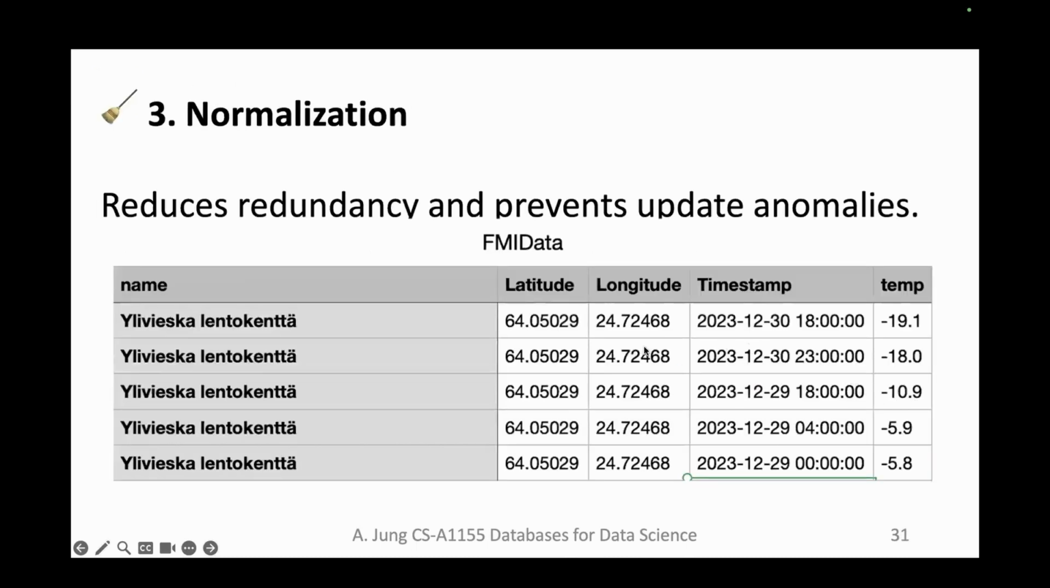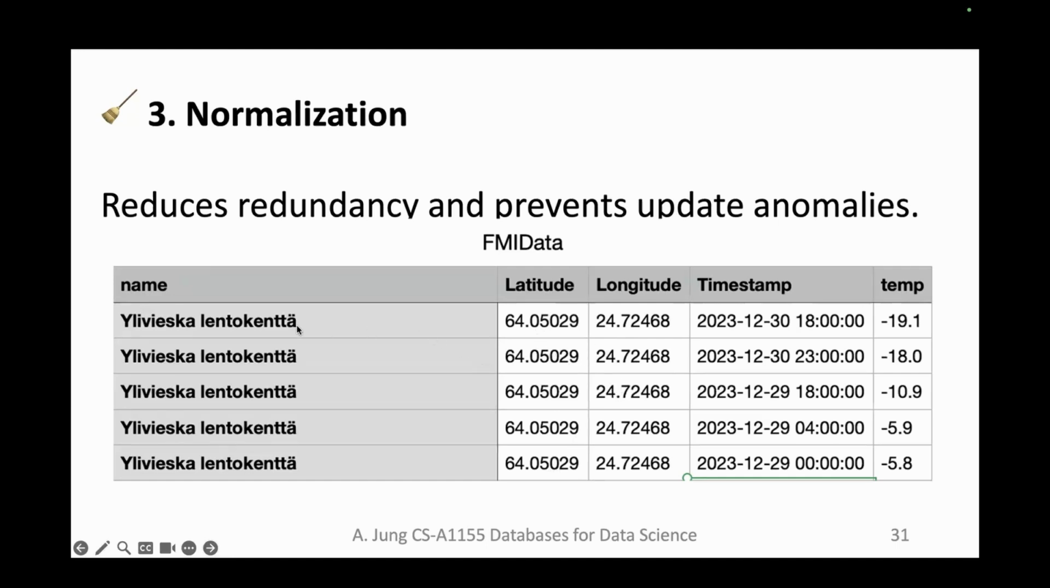Okay, so normalization is important to avoid redundancy, and also it typically prevents mistakes. Think about we correct the latitude and longitude of this weather station, because the original latitude and longitude was erroneous. We had a GPS measurement error. So once we have now a new latitude and longitude, we would need to replace all these entries in this table. And if we miss one of these rows, we would have inconsistent data.